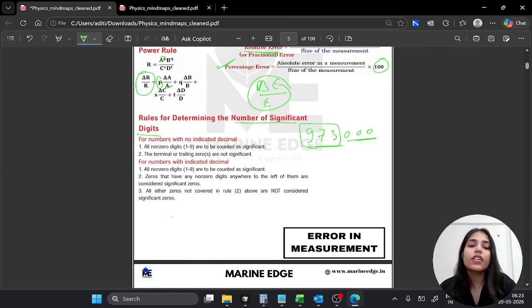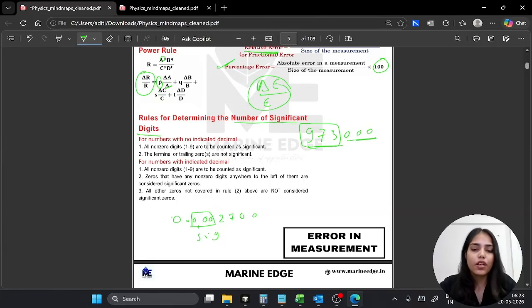Now, when we have decimal values indicated in the number, all non-zeros will be counted as significant. Zeros that have any non-zero digit anywhere to the left of them are considered significant zeros. For example, if I'm writing 0.00027, since these zeros are being followed by numbers, these will be counted as significant. All zeros that are not covered in rule 2 are not considered significant. So if there are zeros behind, they are not considered significant.